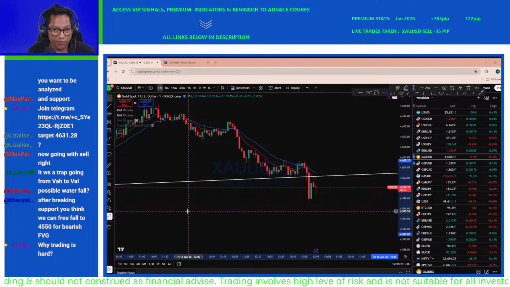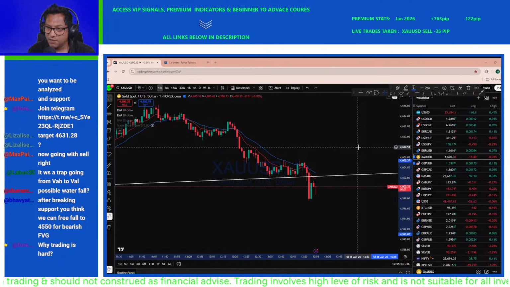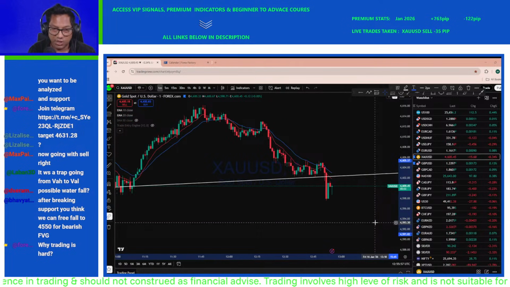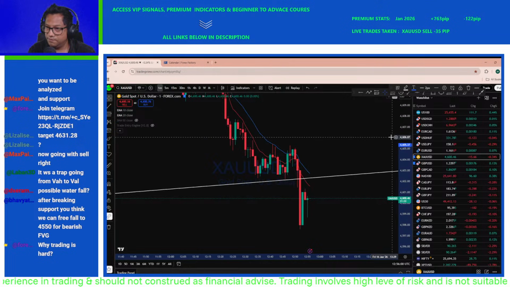You can go lower. 4510 gap opening. There might be. Let's wait. I think there might be further lower or it can bounce off that level.